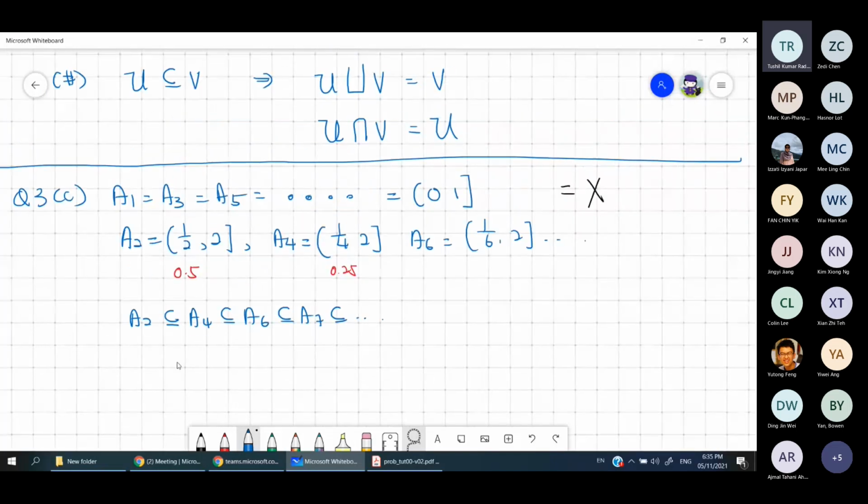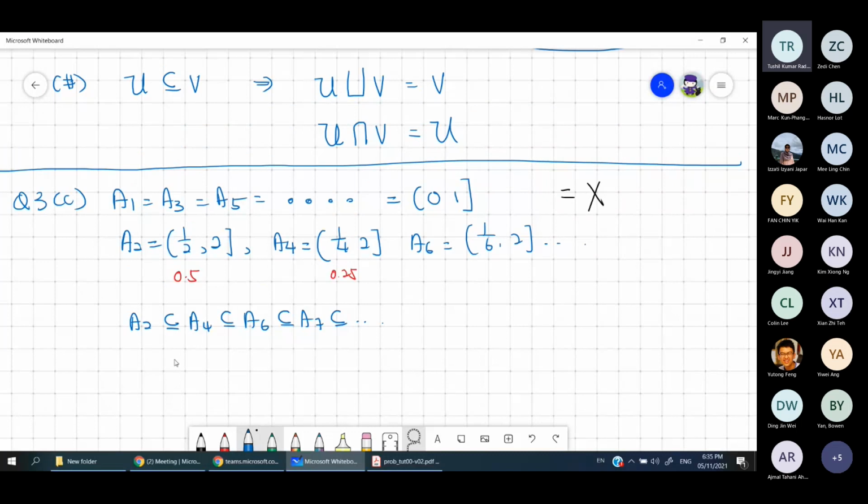Then you're using a similar idea as before. If you are taking the union of all the AK, you can see that when you take the union, that will be the largest one. If you take the intersection, that will be the smallest one over here. So B1 is A1 and A2.